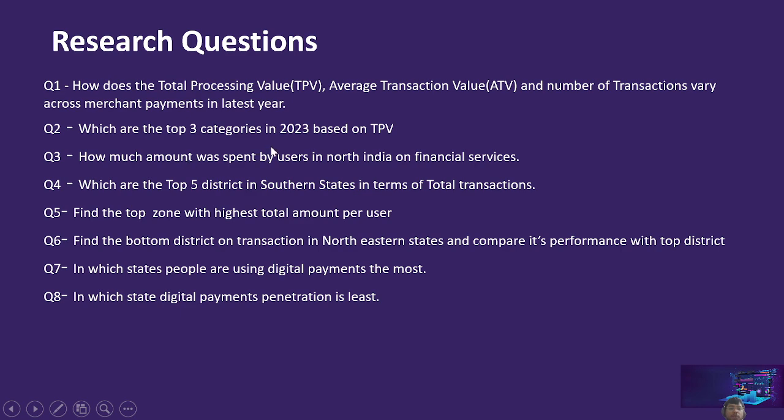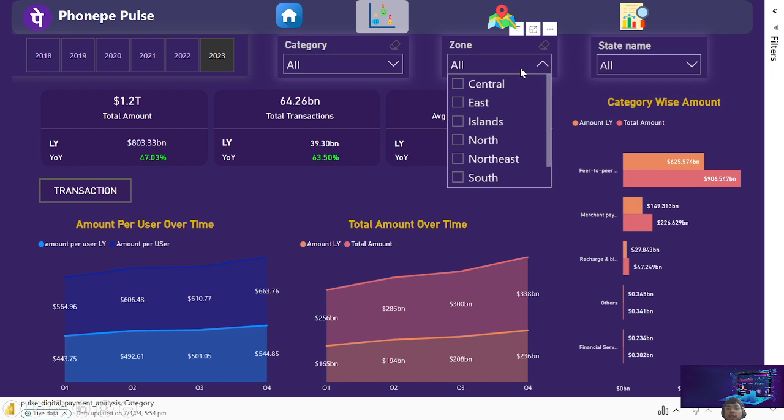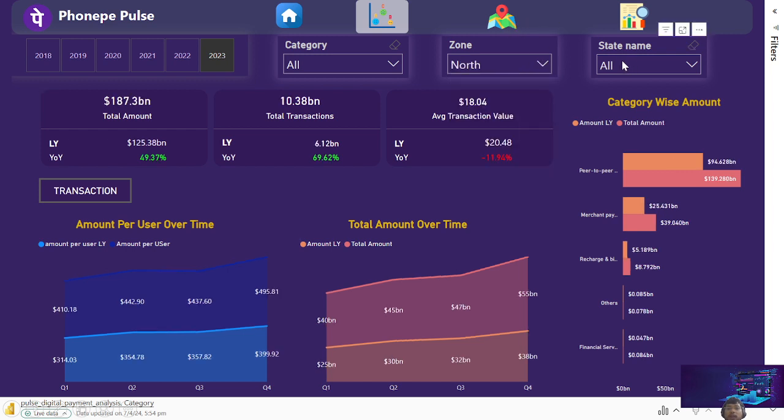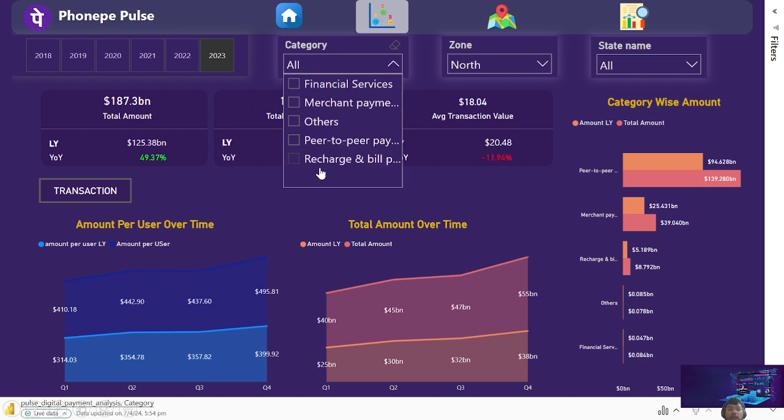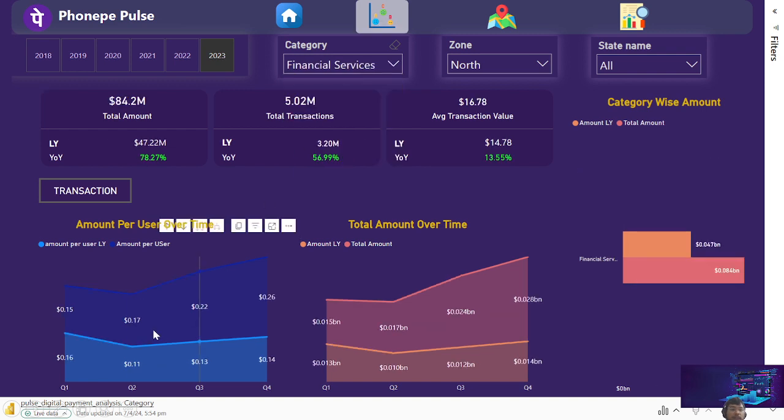How much amount was spent by users in North India on financial services? So, to answer this question, we will look at the zonal filter and we'll select the northern zone. Now let's look at the total amount spent on financial services.